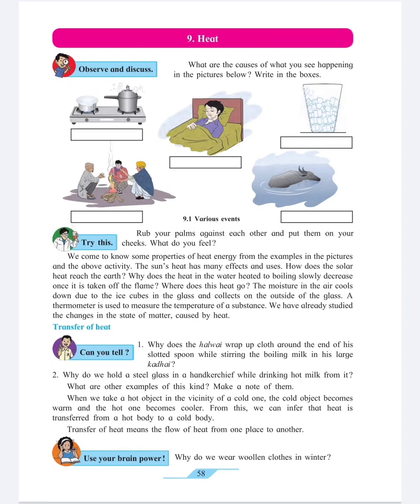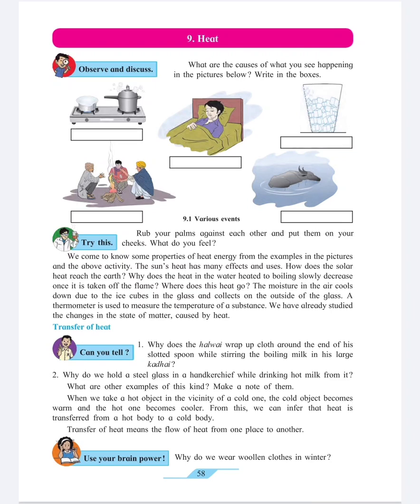Page number 58, ninth lesson, heat. On the textbook page number 58, you can see some examples of various events. The first example shows you a burner with boiling milk and a cooker.